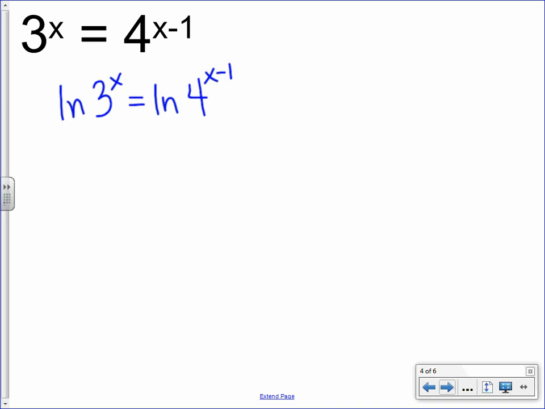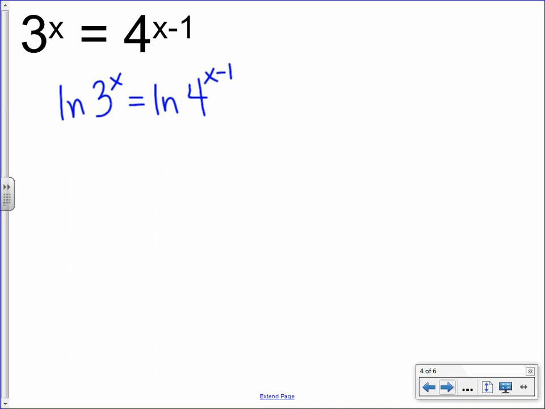Now, why did we do this? What can we do with these? Well, we can't set those equal, but we have a logarithm where inside it's raised to a power. So what can we do with that x? Like you just forgot everything. What can we do with this x?